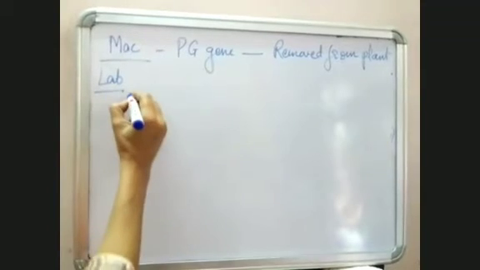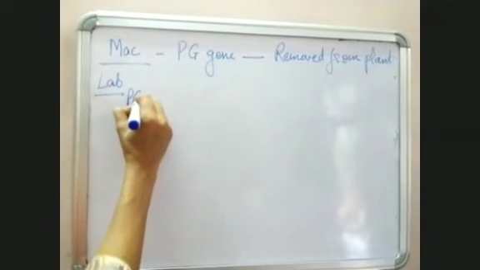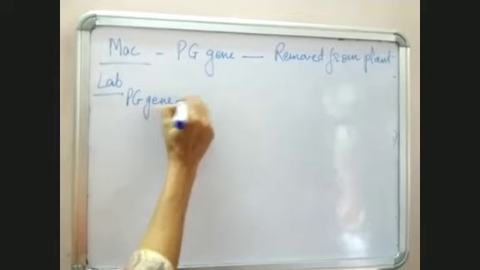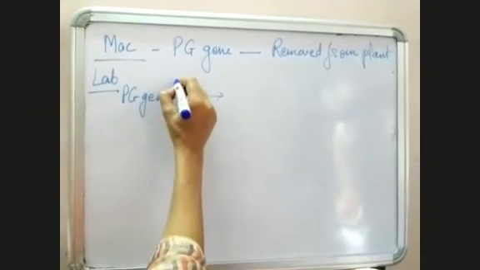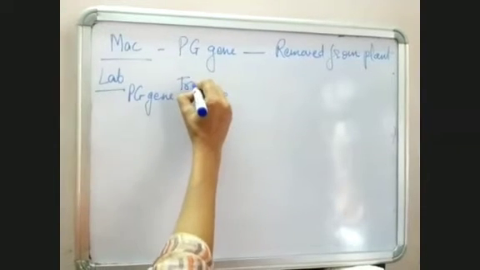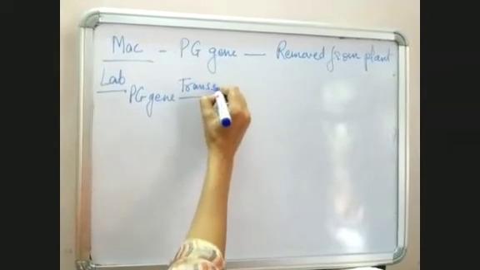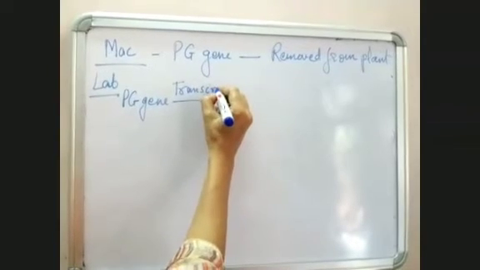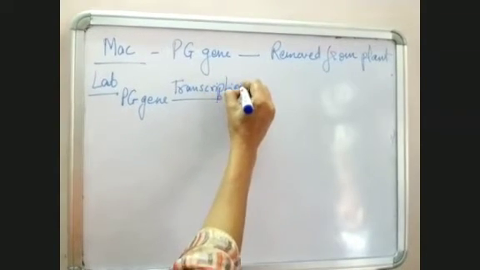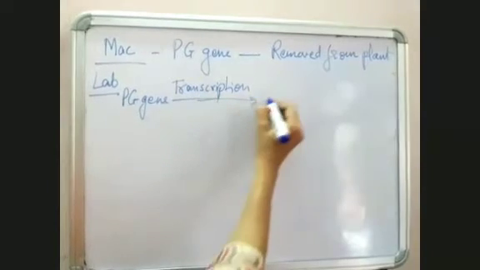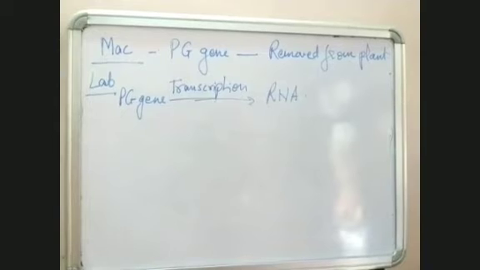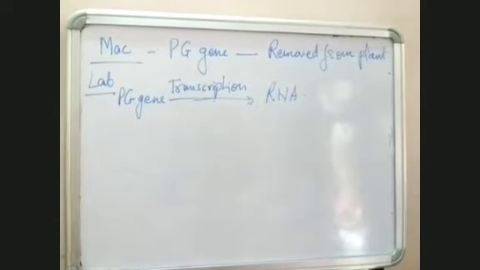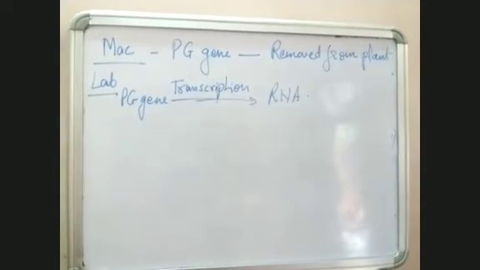Now, what was done in the lab? This PG gene was allowed to undergo transcription. As a result of transcription, what is produced? RNA is produced, messenger RNA. So till here it was done in the lab. The PG gene was removed from the plant, taken to the lab, and in the lab, it was allowed to undergo transcription when RNA was produced.